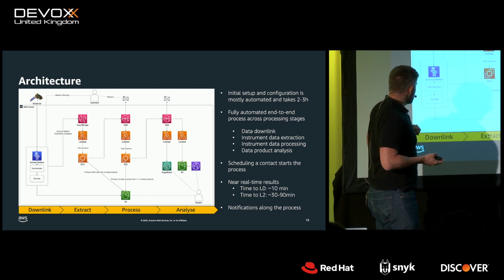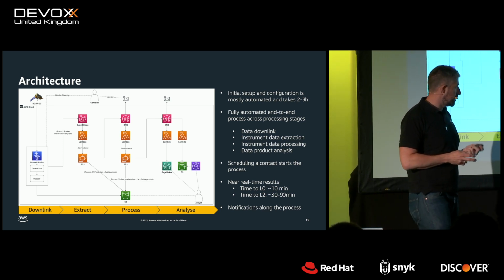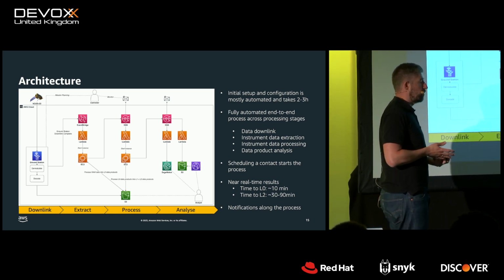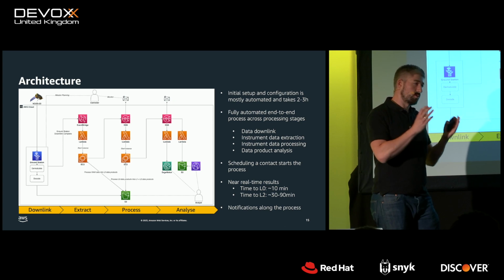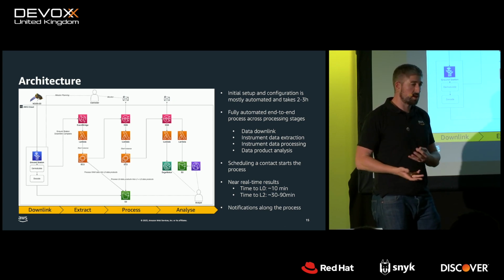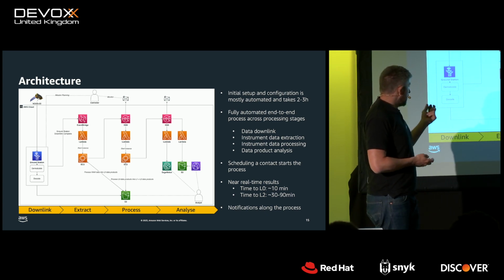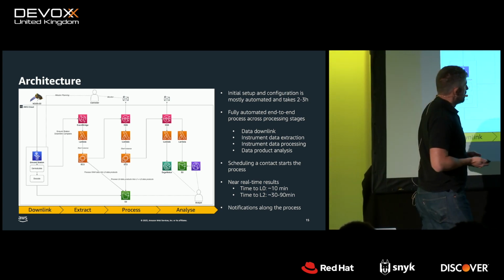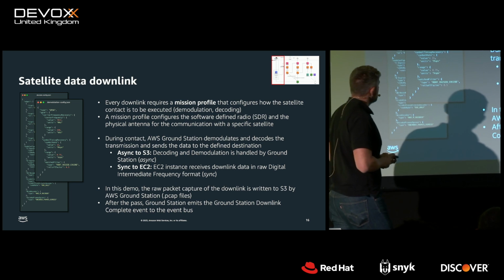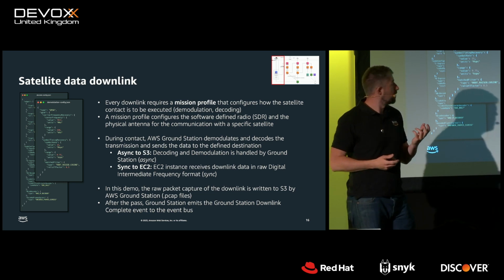The process is started every time you schedule a contact. And then the time it takes until you get results is about 10 minutes for the L0 products and 30 minutes to 90 minutes, depending on the configuration, the size of your virtual machines, and so on, until you get the L2 products. And along the way, you will retrieve, or the controller, in this case me, will retrieve notifications about the state of the pipeline.